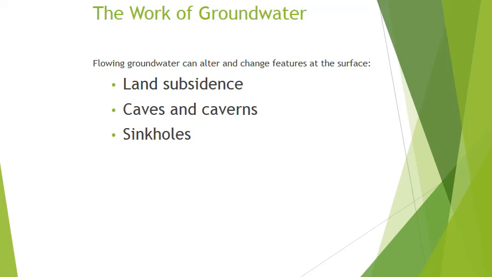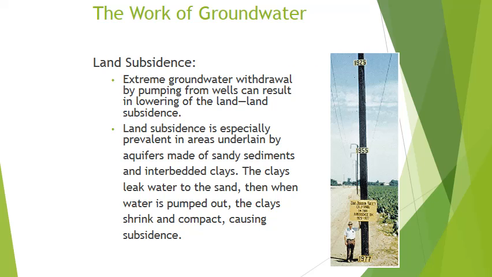Okay, so now we move on to section 28.3 that deals with the work of groundwater. So groundwater can change the features of the surface depending upon how quickly the groundwater is removed from the water table. You can have a situation where you have land subsidence, where the actual land surface drops because water is being removed from the ground underneath more quickly than it's being replenished.